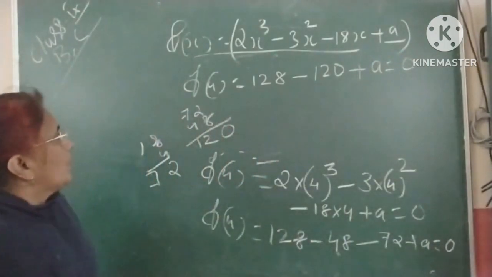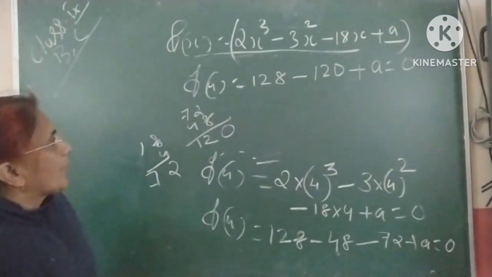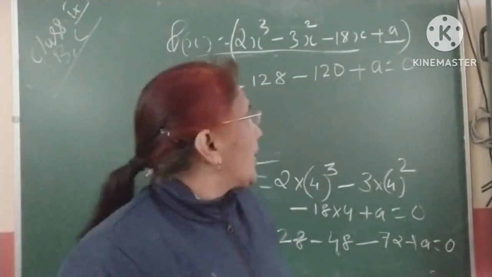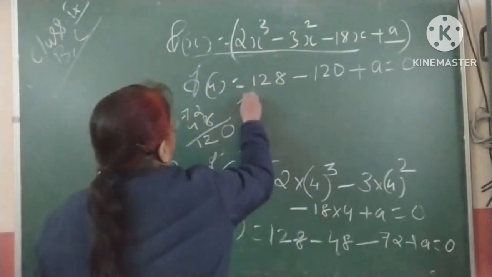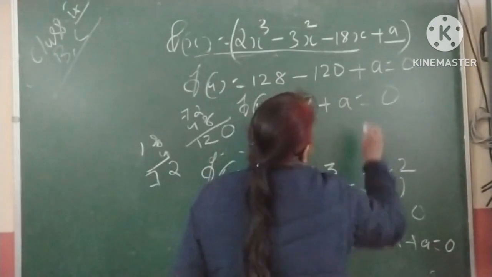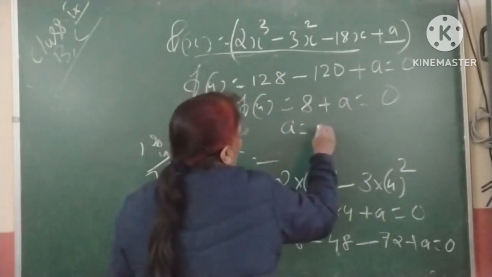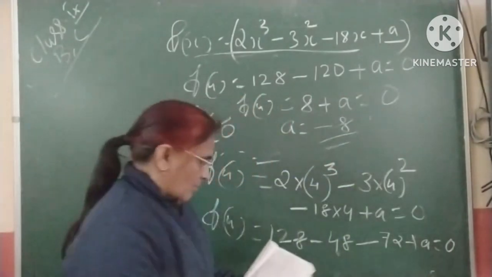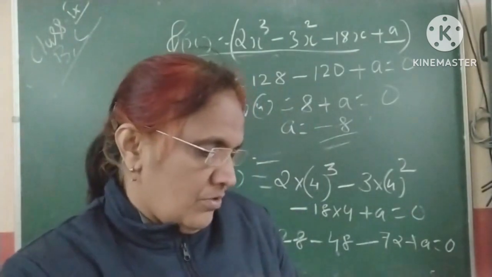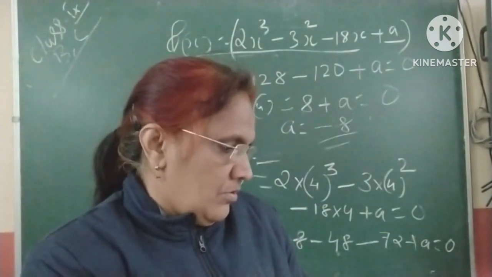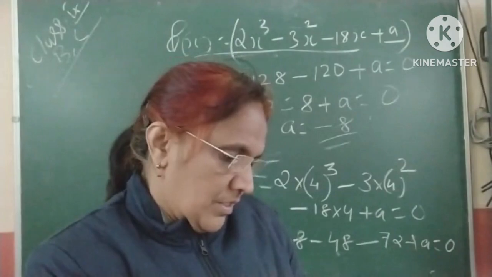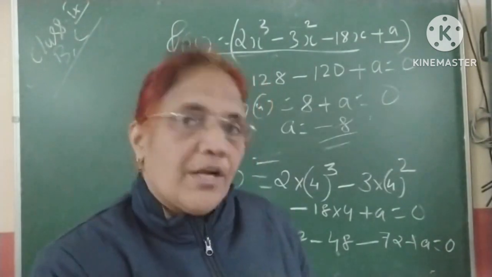Okay. f of 4 equal to 128 minus 120 plus a equal to 0. Now we can write f of 4 equal to 8 plus a. 8 plus a equal to 0. Then a equal to minus 8. We can check our answer, correct or wrong now. a equal to minus 8. That's the question.